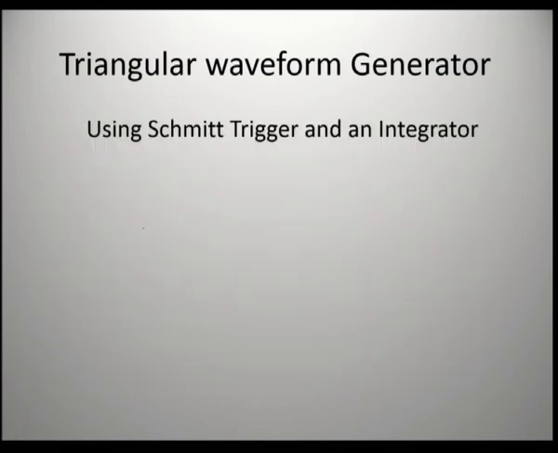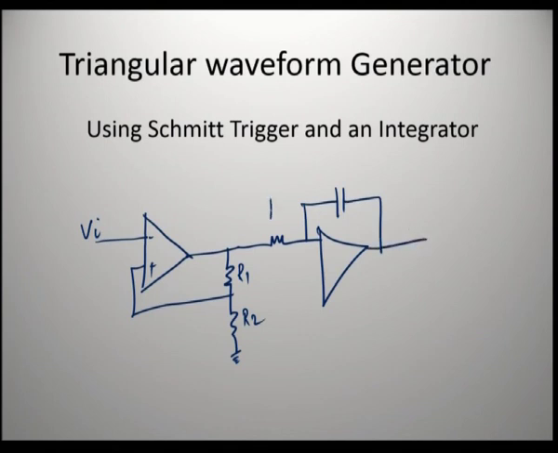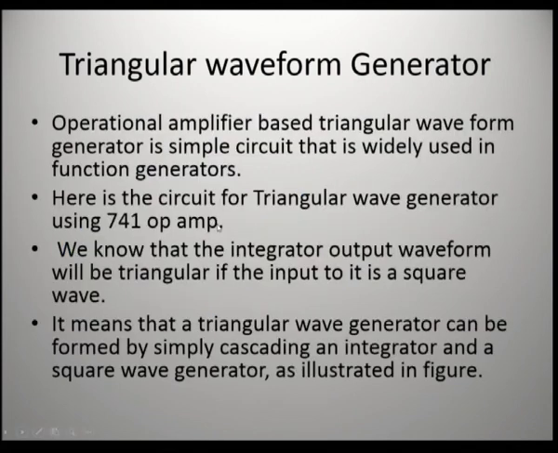We know that the Schmitt trigger has positive feedback, and to the negative terminal we are giving the input signal, and to the positive terminal we are giving feedback, say this is R1, this is R2, and here an integrator circuit. This Schmitt trigger is producing a square wave, and if the square wave is given to the integrator, it is going to produce a triangular wave. This is another application of operational amplifier as a triangular waveform generator.